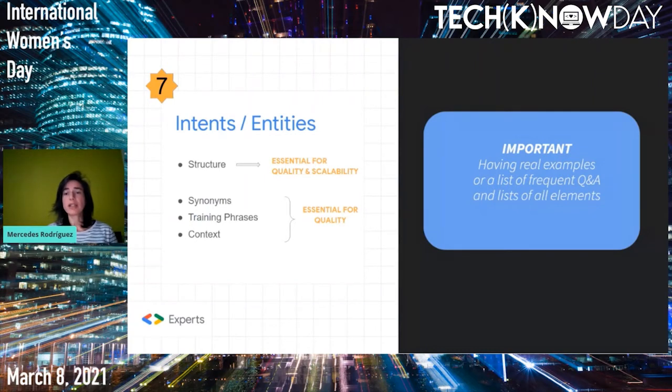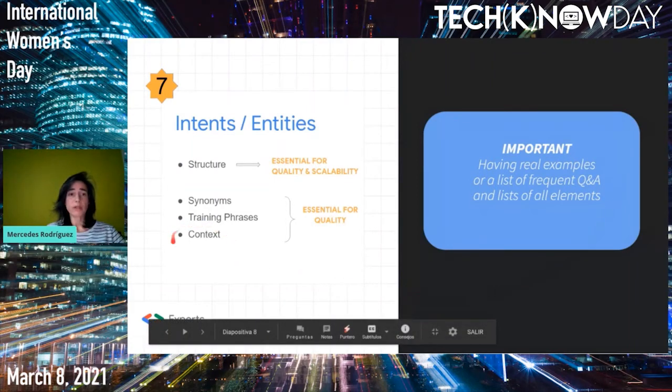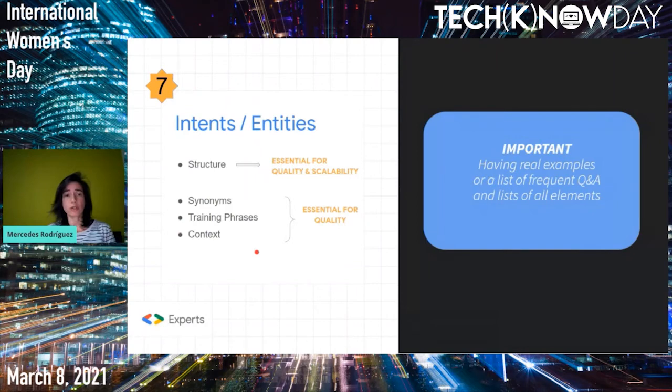And it's very important having a list of all the elements that are going to take part in conversation. What I mean with this is, for example, if we are developing an agent to register defects in cars for an automotive company, it should be very important to have a list of all the parts of the cars, a list of all the defects, and any other element that can take part in conversation. And finally, and one of the most important things in this is keeping context. We have to keep context during the conversation.